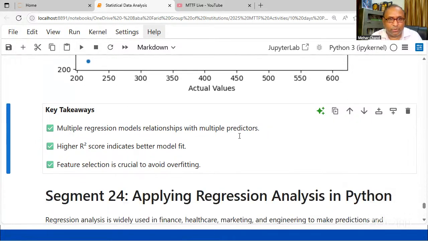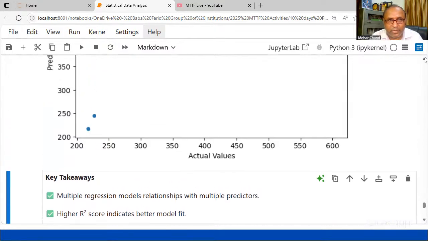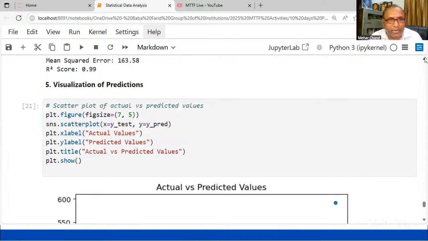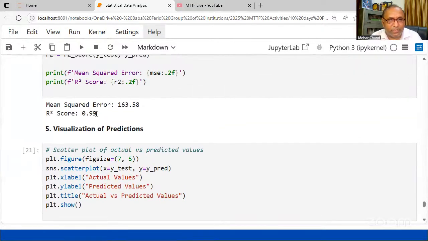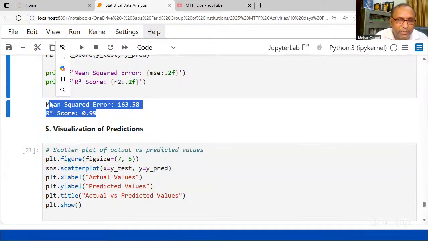So here the model is not very accurate according to these values. The mean square difference must be as small as possible, but here the values are very large.